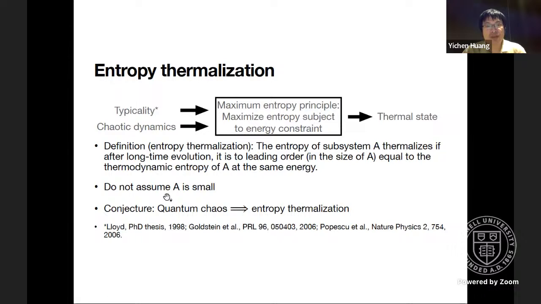In particular, we do not assume that the size of A is small. This is because when we talk about the density, we need the size of A to be not very small. The conjecture here is that if we have quantum chaos, that is, the dynamics is chaotic, then we have entropy thermalization. I need to emphasize that this conjecture is not yet mathematically precise because we have not defined quantum chaos, and this is a tricky issue, and we will not try to define it. So this slide is mostly to give some big picture. Not all contents in this slide are mathematically precise, but we will rely on this accurate definition later in this talk.